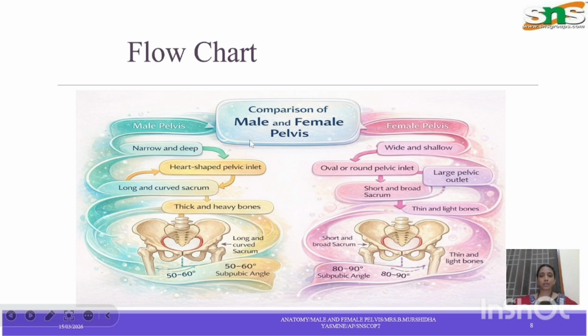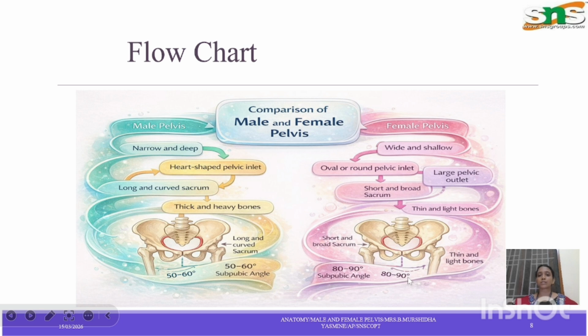So I have discussed the difference between the male and female pelvis. It is listed as a difference in the flow chart. Male pelvis: narrow and deep. Female pelvis: wide and shallow. Similarly, the male pelvis is heart-shaped with a long and curved sacrum. In the female pelvis, the inlet is oval and round, the pelvic outlet is large, and the sacrum is short and broad. The male bone is thick and heavy, the female is a thinner bone. The male subpubic angle is 50 to 60 degrees; the female subpubic angle is 80 to 90 degrees.